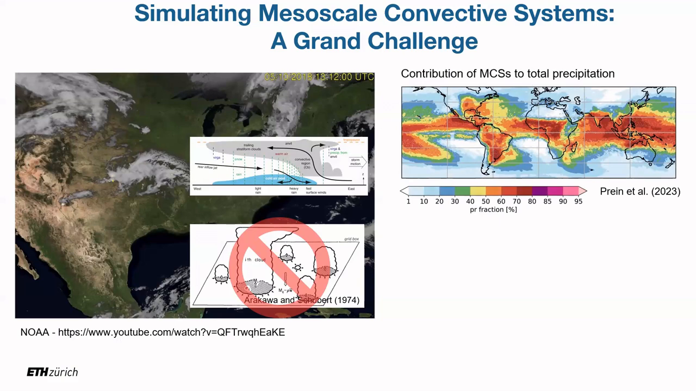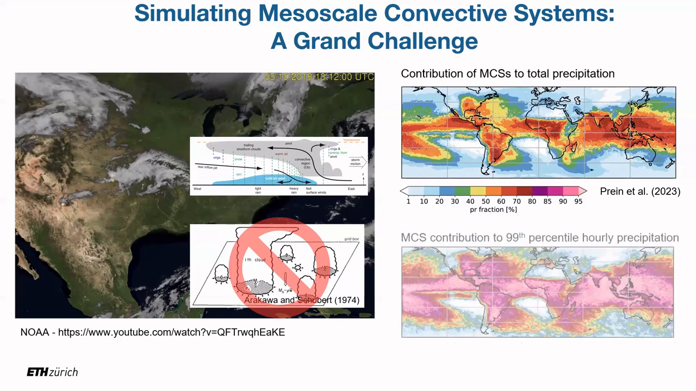Everything that's orange or red has 50% or more of rainfall coming from these organized convective storms. You can see the tropics are really saturated. So the tropics are dominated by organized convective systems, and some regions in the mid-latitudes, like the central US, but also the La Plata Basin in South America, are other hotspots.